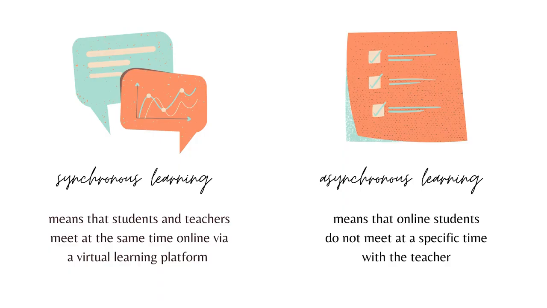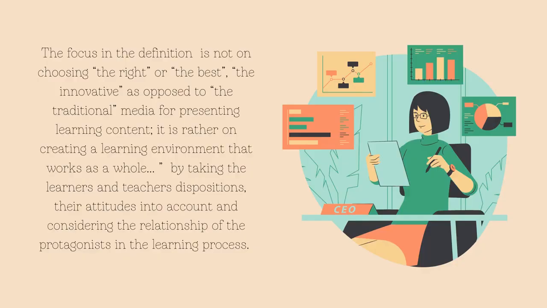So, synchronous learning means that students and teachers meet at the same time online via a virtual learning platform, whereas asynchronous learning means that online students do not meet at a specific time with the teacher. And the focus in the definition is not only on choosing the right or the best or the innovative as opposed to traditional media for presenting learning content. It is rather on creating a learning environment that works as a whole, by taking the learners' and teachers' dispositions and attitudes into account, and considering the relationship of the protagonists in the learning process.